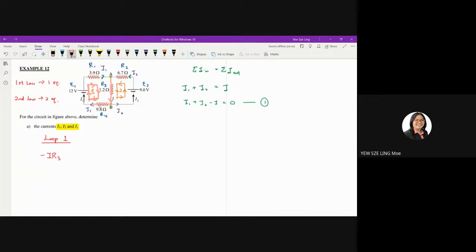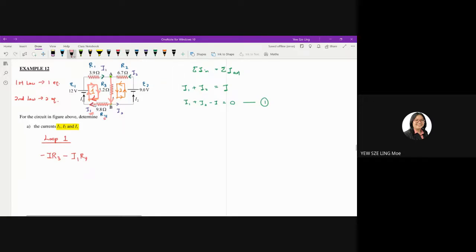As I keep moving, now it passes through R4, but the current flowing through R4 is I1. Look at the directions: the current is going to the left-hand side, and the loop is also pointing to the left-hand side. Both are in the same direction, so minus I1 R4, because the current flowing through R4 is I1.